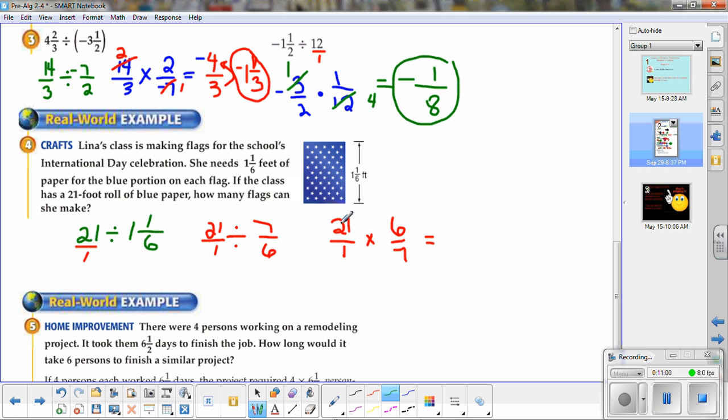We can do some simplifying ahead of time. The 21 and 7 both can be divided by 7. 7 goes into 7 once. 7 goes into 21 3 times. Now multiply the numerators. 3 times 6 is 18. 1 times 1 is 1. 18 over 1 is just 18. We can make 18 flags.